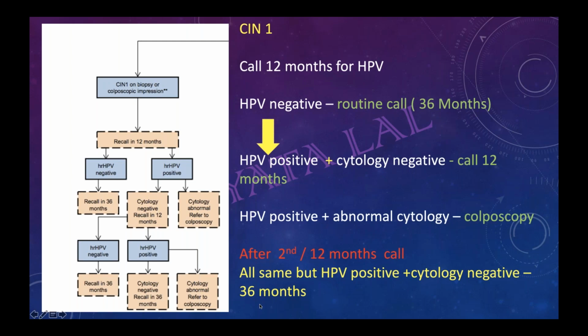So the take home message is, if at 12 months and at 24 months HPV is positive and cytology is negative, you will send this patient to routine call. You will call her after 36 months. Now the thing's clear.